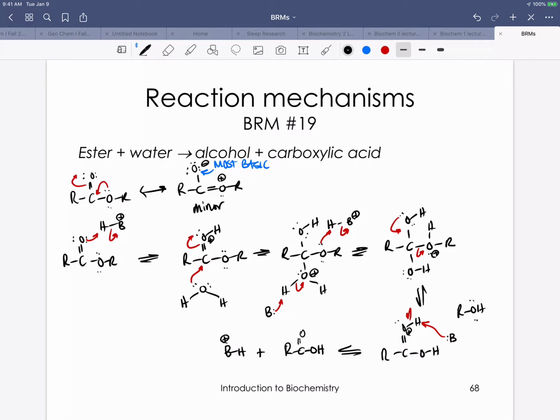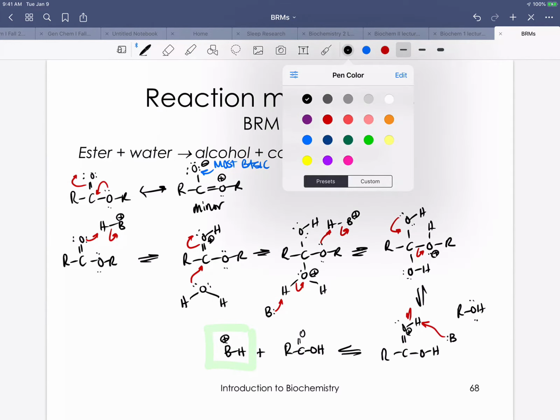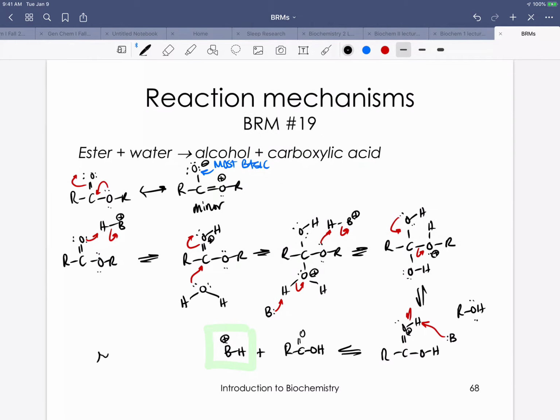an acid here. So the fact that we have regenerated this guy, so we've regenerated our acid, confirms the fact that it was a catalyst. So again, that is the mechanism for ester hydrolysis in an acid catalyzed fashion.